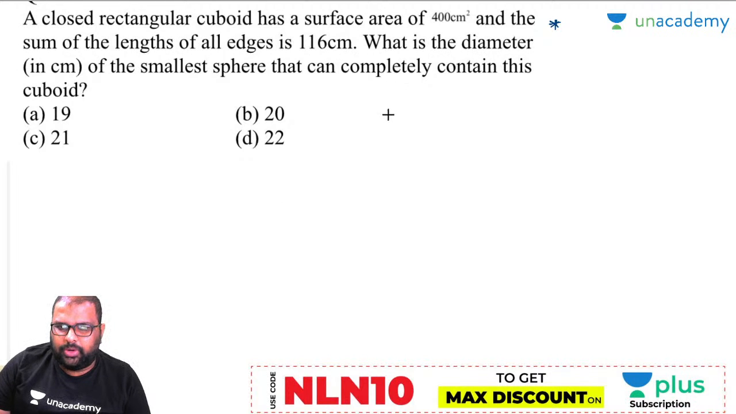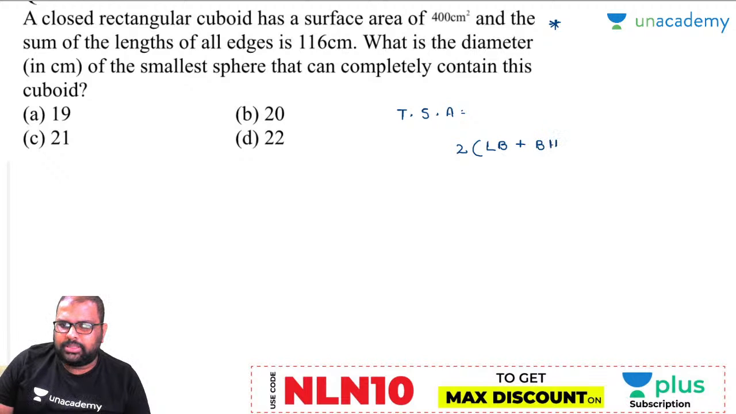First of all, cuboid surface area means total surface area of a cuboid. You have to know this first of all, which is nothing but 2 into (LB, length into breadth, plus breadth into height plus length into height) is equal to 400 centimeters square.